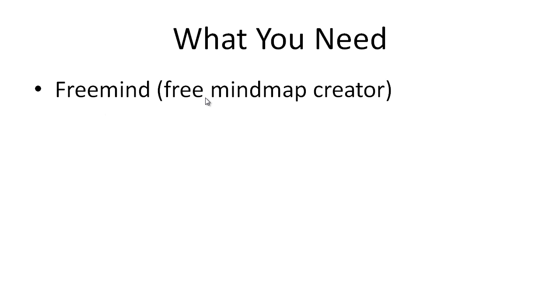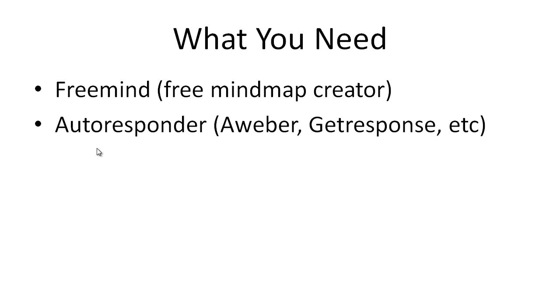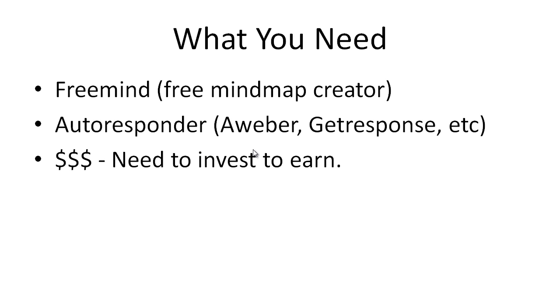So here's what you need. You basically need to have FreeMind, which is a free mind map creator, which we're going to show you how to use in video number 3 so that you can create your whole process. You're going to need to have an autoresponder. You can have Aweber, GetResponse, or anything else. And of course, you'll need money because, of course, you'll need to buy the solo ad emails.